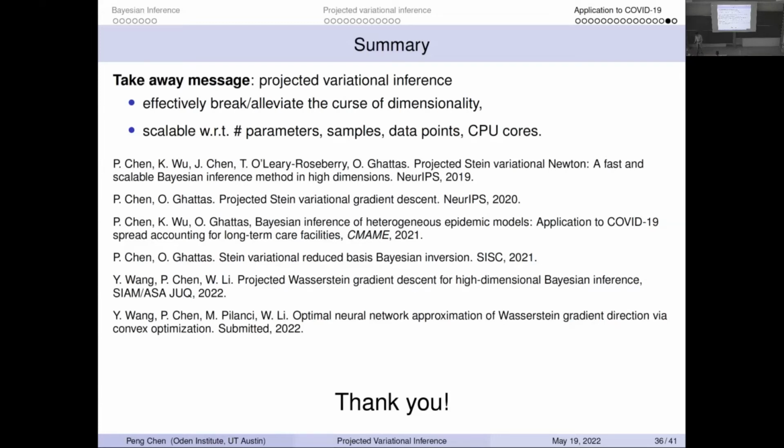Yeah, these are the references, and also I want to mention that in a very recent work, we approximated the Wasserstein gradient direction by a 2-layer neural network with a ReLU squared activation function, and then we can transform this neural network approximation optimization problem into a convex optimization problem and solve it optimally.